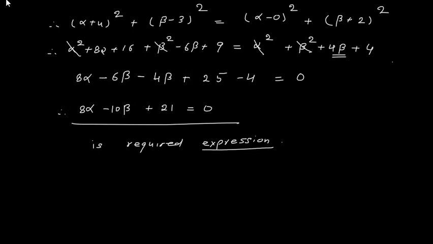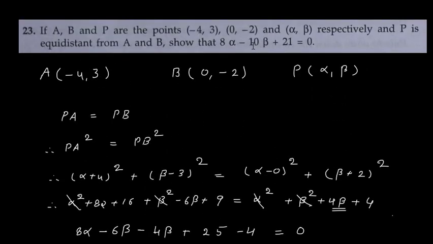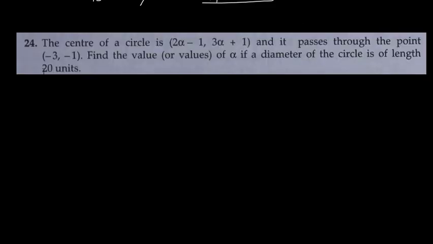Okay, so this is the required expression. Simple. Question number 23 done. Now question 24. Question 24 is, the center of a circle is this and it passes through the point this. Find the value of alpha if the diameter of the circle is of length 20 units.